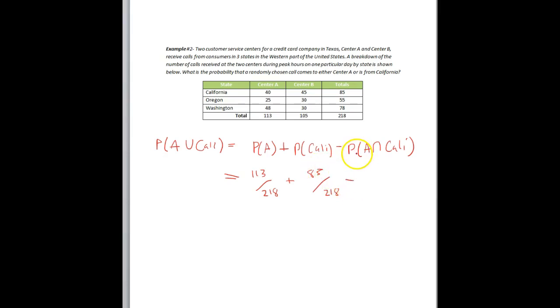And now, the probability of Center A and California, the intersection between the two, is going to be the intersection in the table between the two. So we're looking at Center A right here and California here, so we get 40. 40 is our intersection point, so it's just going to be 40 over 218. So we get 113 plus 85 minus 40, and that's going to be 158 over 218, which is roughly equal to 0.7247.